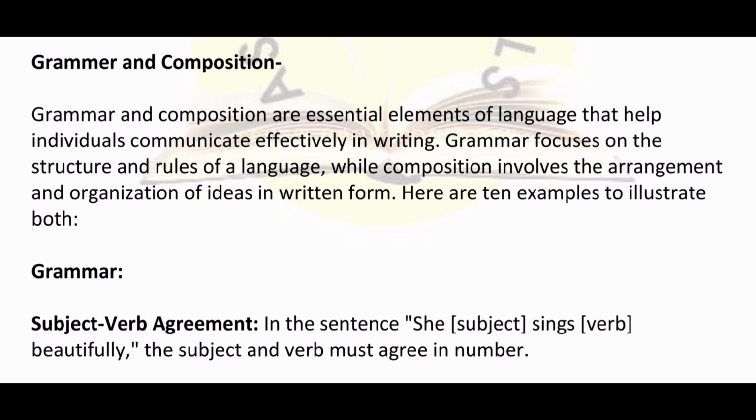And then composition means it involves the arrangement and organization of ideas. So you see, composition you understand, right? What are the different parts we have in composition? So you know that, easy. Composition is very easy. However, grammar is a bit tough, right?